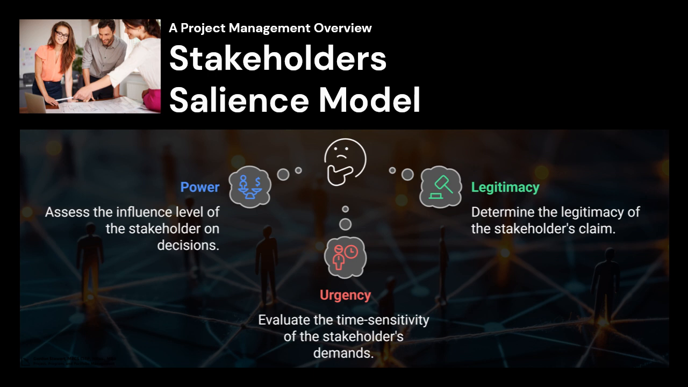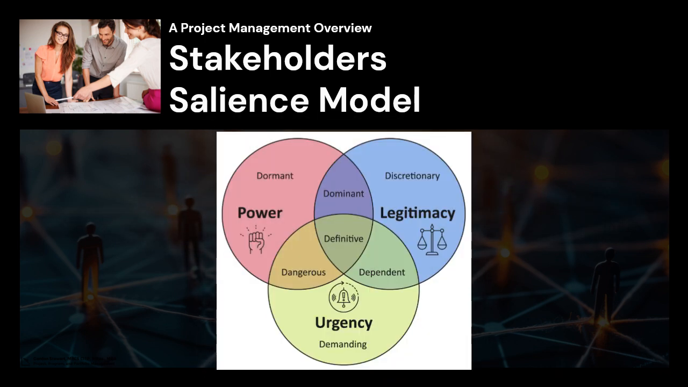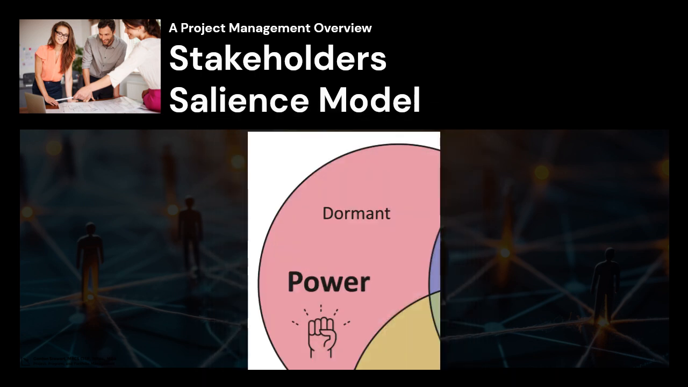But how does this translate into stakeholder types? Mitchell, Agle, and Wood classified stakeholders into 7 categories based on their combination of power, legitimacy, and urgency. Here's how these apply in project management. Let's start with dormant stakeholders, with power only. These stakeholders have significant influence, but don't typically actively engage in the project. Example: a senior executive who has decision-making power but doesn't follow daily project progress. They might intervene only if a crisis occurs.